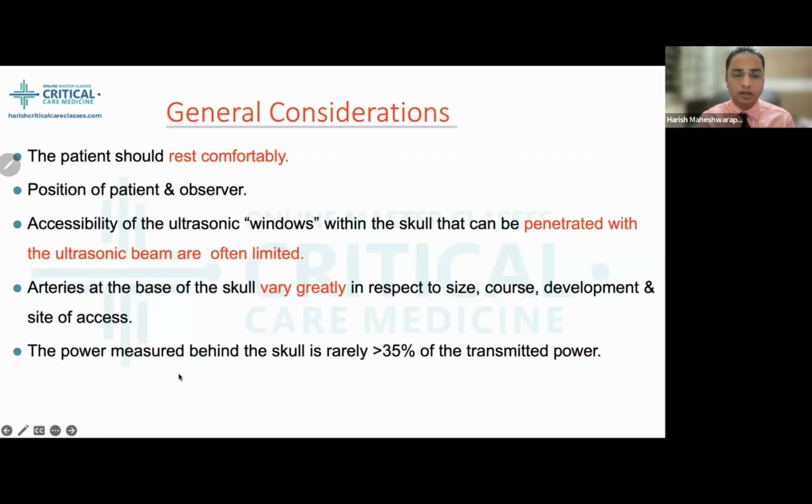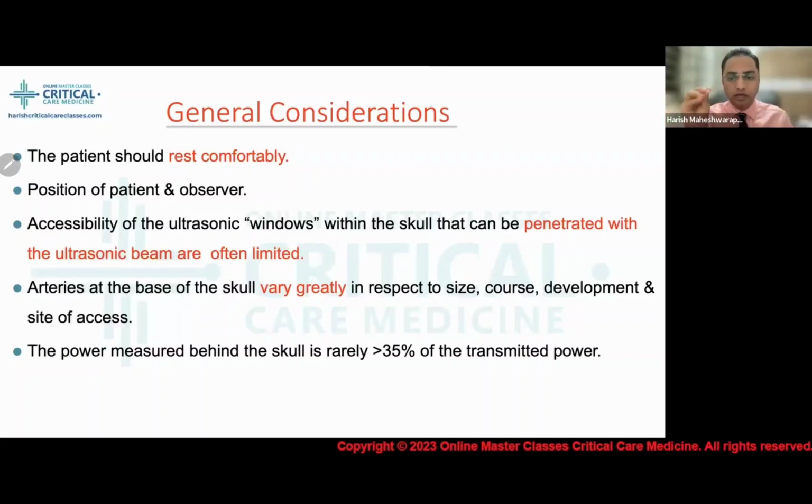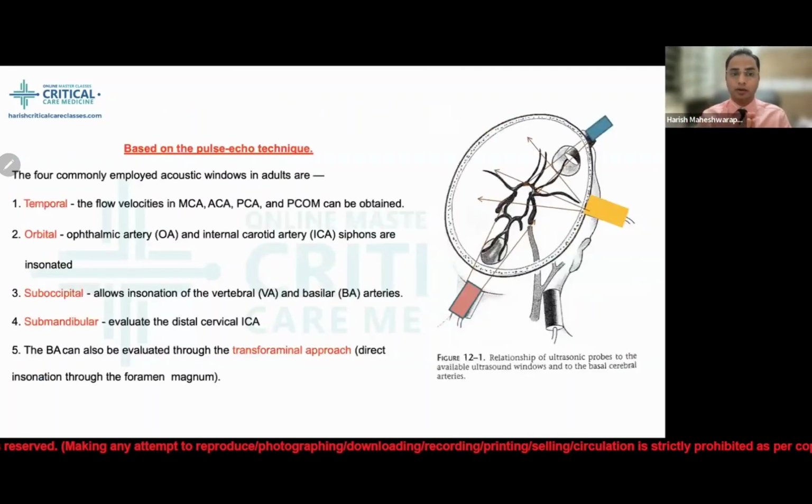The power measured behind the skull is rarely more than 35% of the transmitted power. That is what I told: behind the skull in the occipital region, in the posterior circulation, penetration is very, very poor. It may not be more than 35% of the total transmitted power. That we need to remember.